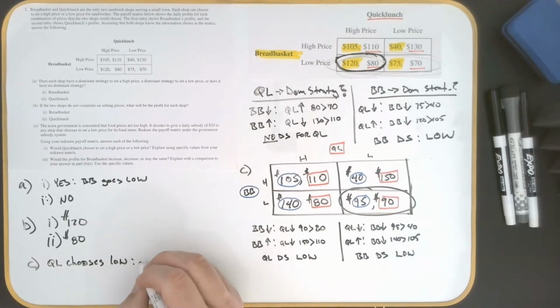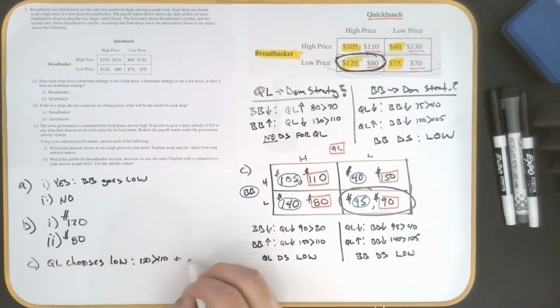And I'm going to say the reason they're choosing low is that 150 is greater than 110, and 90 is greater than 80. That's why they're going to go low. All right, then, would the profits for Breadbasket increase, decrease, or stay the same? Explain comparing your answer to the last one.